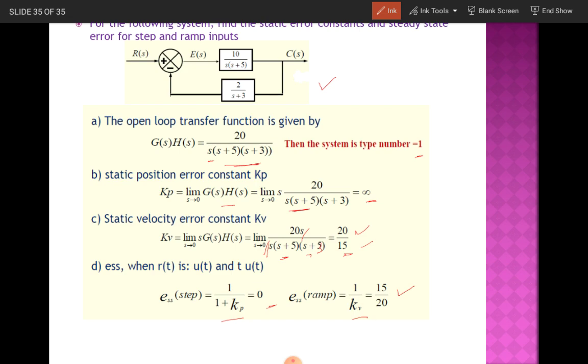Most probably you can find out the steady state error by using the ESS method, ESS by using limit s tends to 0 of s into E of s. You can use that formula in the s domain. That will be very easy compared with using E of t, right?